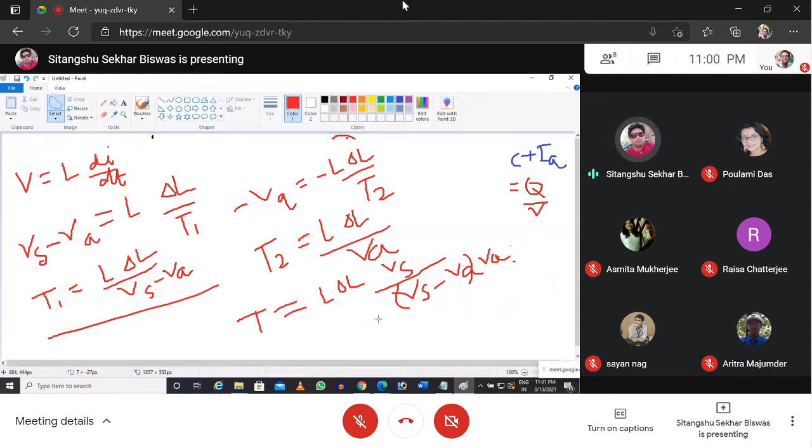So my T1 is equal to, if I add these two, T1 plus T2, which means T, from there find the value of del I. Sorry, this will be del I, not del L. You take it as del I. So T1 is equal to L del I by Vs minus Va, and T2 is equal to L del I by Va. T is equal to T1 plus T2.